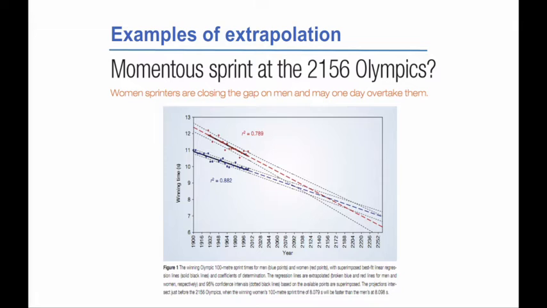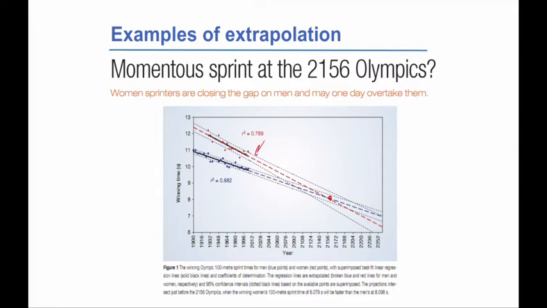Right? So here they've got the data of the winning Olympic 100-meter sprint times for men and women. And you can see that the women's times are decreasing faster than the men's times. The slope of the LSRL for the women is steeper than the slope of the LSRL for the men. But they have extrapolated that to say that in 2156, 135 years from now, the women will outsprint the men.